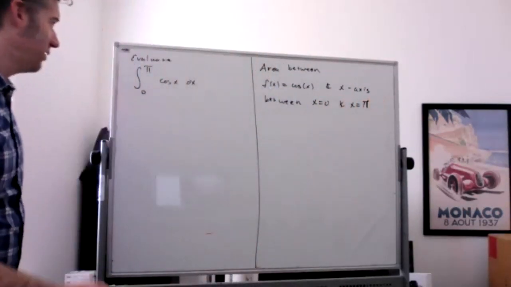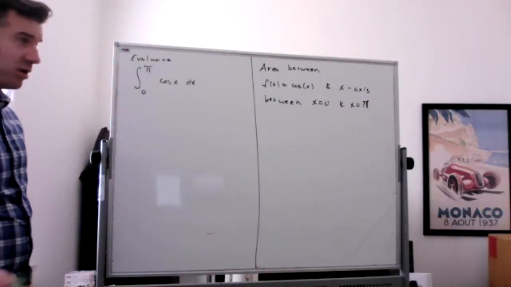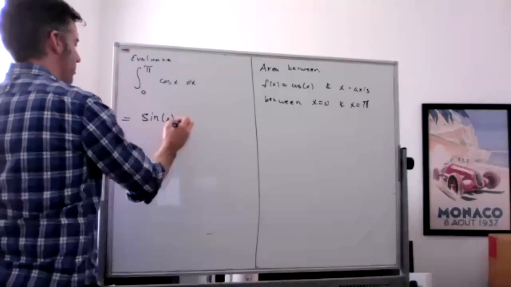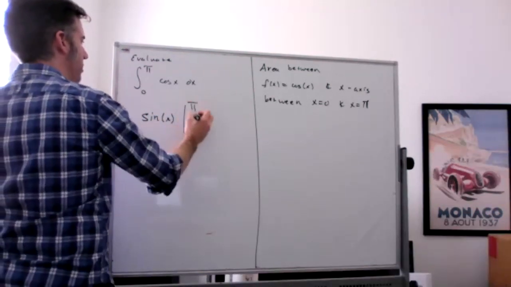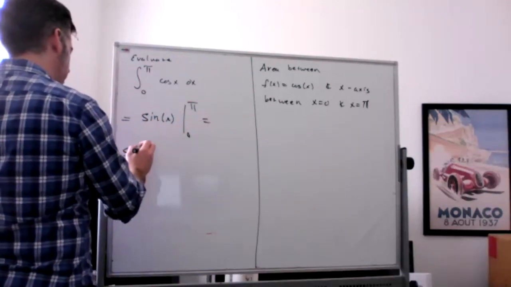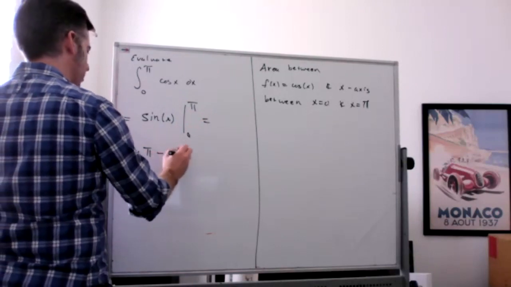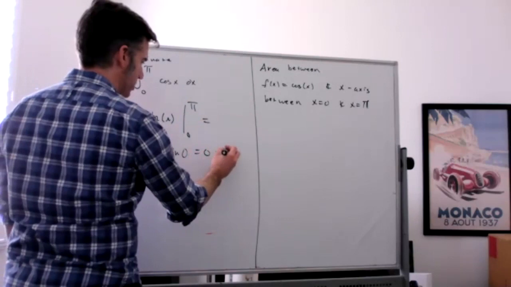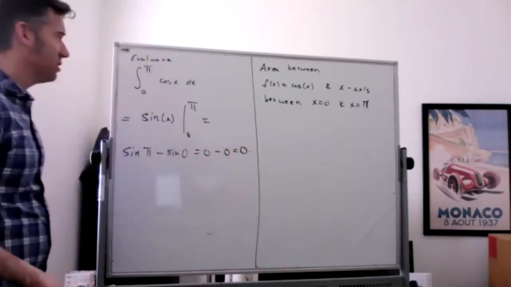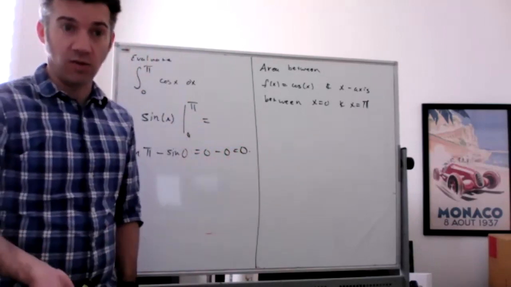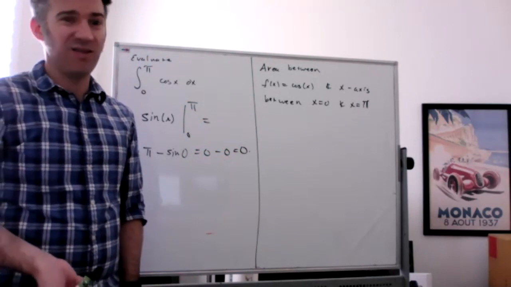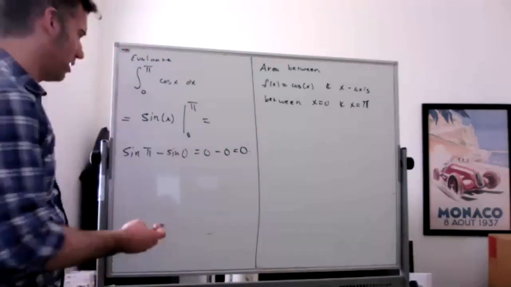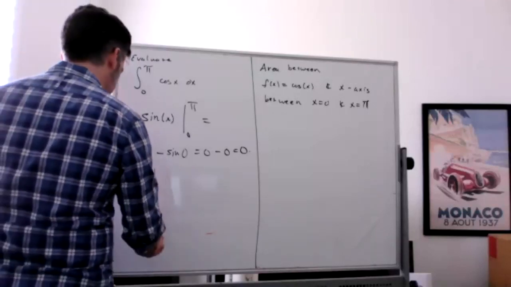Okay, let's do the first one. Antiderivative of cosine is positive sine from 0 to pi. So we get sine of pi minus sine of 0. Sine of pi is 0. Sine of 0 is 0. So the integral comes out to be 0. But there's not 0 area, right? We've seen the cosine function before, right? There's definitely more than a 0 amount of area.